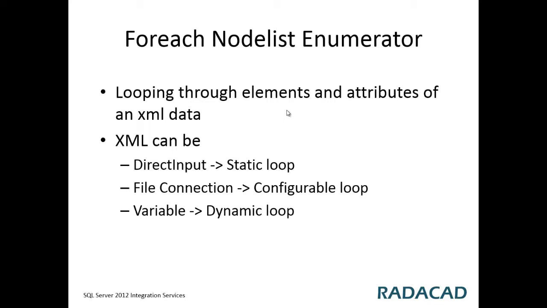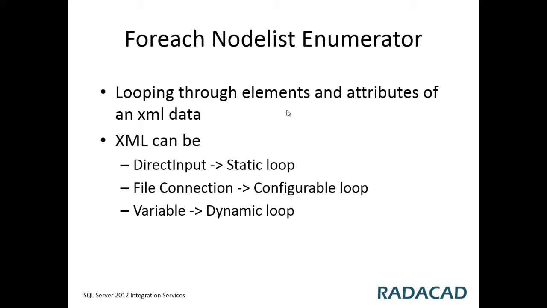Direct input, where you can type in your XML content, or copy and paste it from somewhere. This will be kind of a static loop. Then there is a file connection, so you might have an XML file somewhere. This is a loop that you can configure. For example, if you want to change the loop, you can go to that file, edit it and change the content, so the loop will change in the next run.